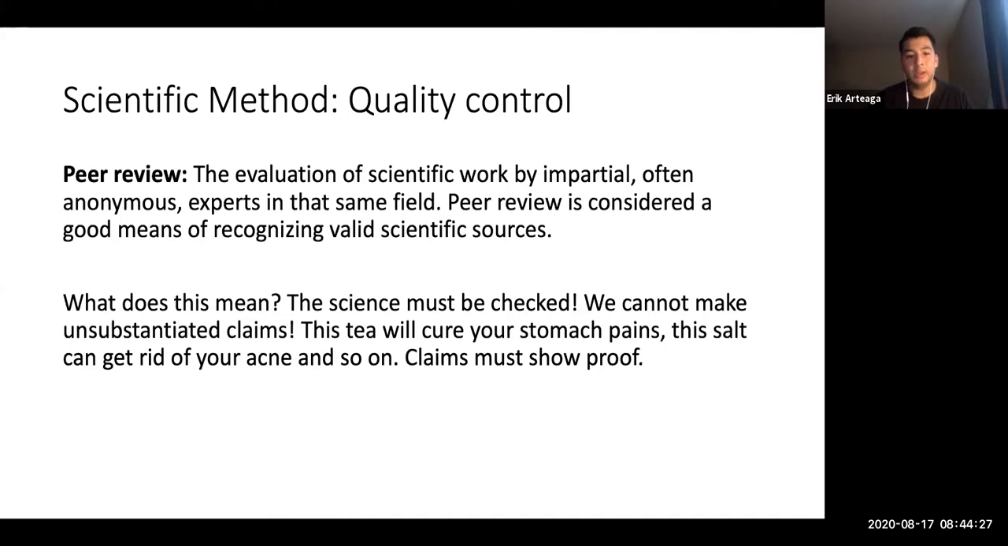Okay, we cannot make unsubstantiated claims. Sorry. This tea will cure your stomach pains. This salt will get rid of your acne, and so on. Okay, so claims must show proof, right?